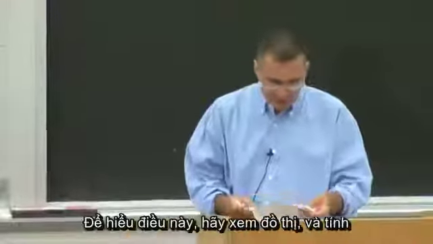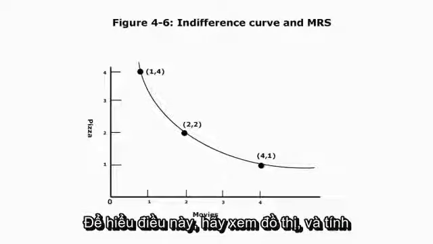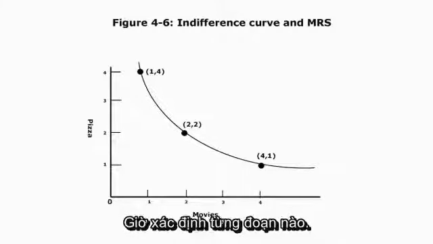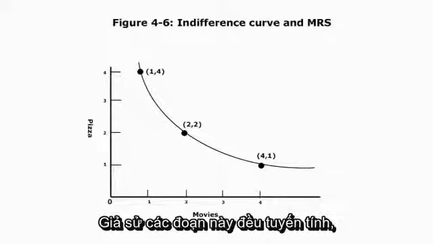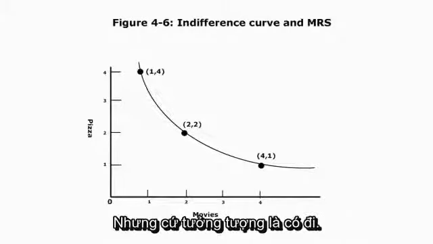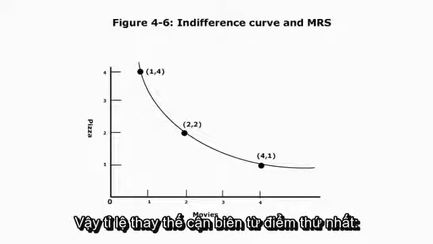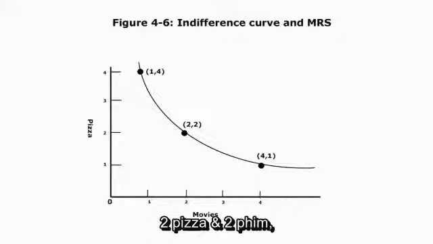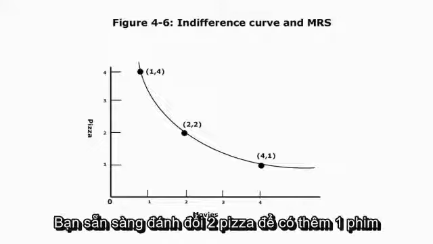To see that, look at this graph, and let's compute the marginal rate of substitution along each segment. Let's localize. Imagine the segments were linear. Imagine we had two linear segments between these points. We don't, but imagine for a second we did. The marginal rate of substitution from the first point, 4 pizzas and 1 movie, to the second point, 2 pizzas and 2 movies, is -2. You are willing to give up 2 pizzas to get 1 movie.